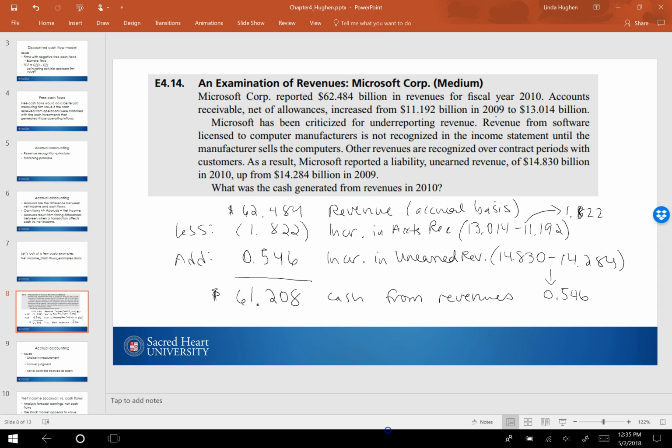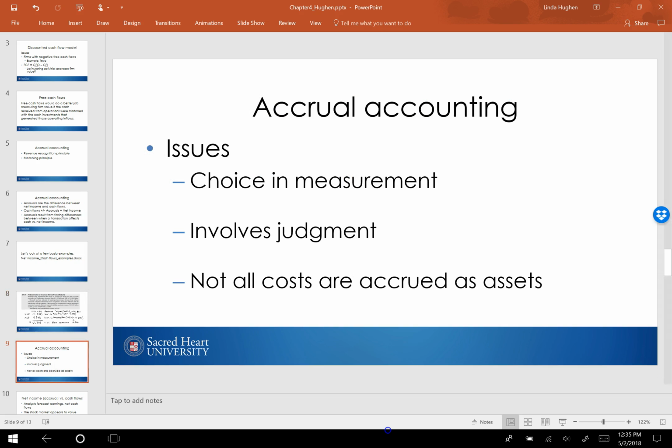So we talked about the benefits of looking at accruals and how to adjust cash accounting to get to accrual accounting. But we have to discuss a few of the issues involved in accrual accounting. It is not perfect either. First issue, accrual accounting allows choice in measurement, such as inventory cost flow methods, LIFO, FIFO, or weighted average, depreciation methods, straight line, declining balance, activity method.